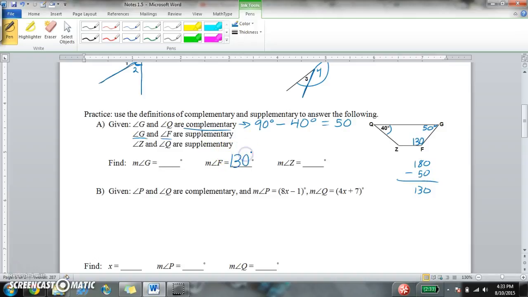So F is 130, G is 50, and last thing says Z and Q are supplementary, again meaning that they add up to 180 degrees. So Z and Q we already know is 40 degrees, so if Z and Q add up to 180 degrees, we would subtract the 40 we already have from 180, and we would get that Z is 140 degrees.